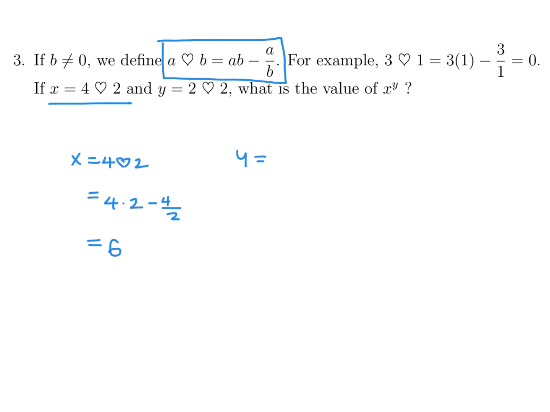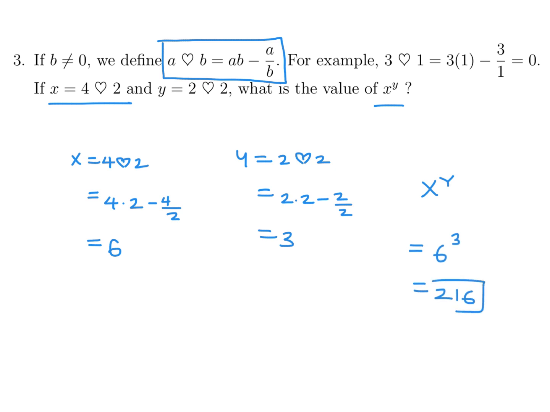And then y is 2 heart 2. So again, using that formula, 2 times 2 minus 2 over 2, so that is 3. So then finally, this x to the power of y looks like 6 to the power of 3, and that is 216.